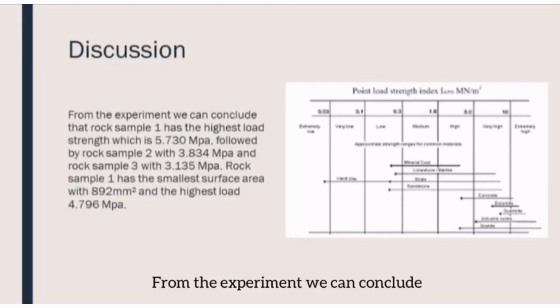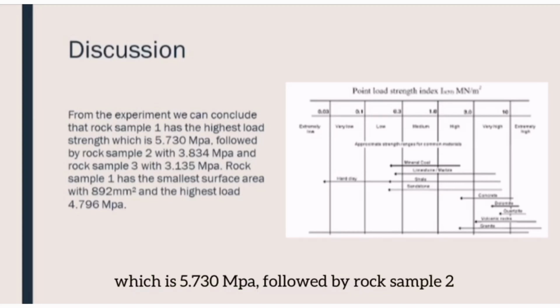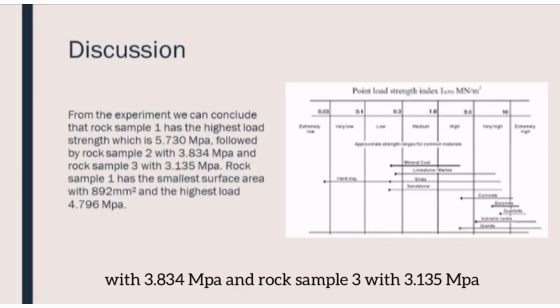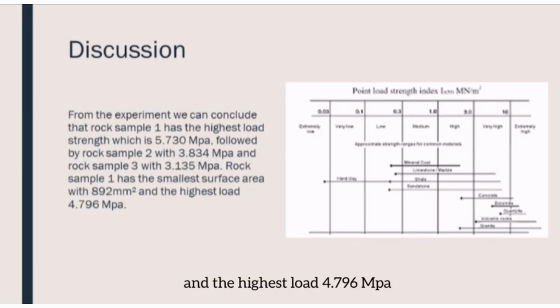From the experiment, we can conclude that rock sample 1 has the highest load strength, which is 5.730 megapascal, followed by rock sample 2 with 3.834 megapascal, and rock sample 3 with 3.135 megapascal. Rock sample 1 has the smallest surface area with 892 mm squared and the highest load, 4.796 megapascal.